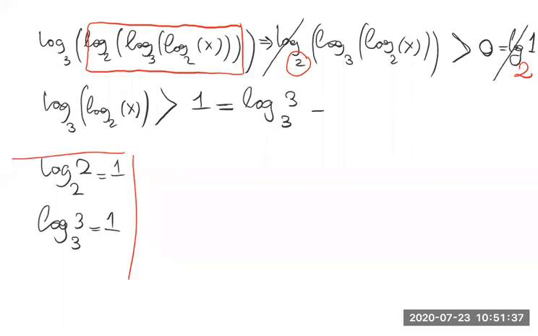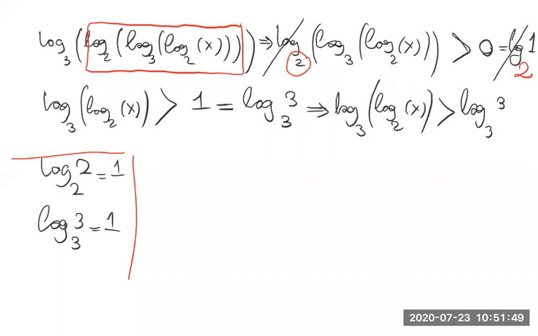Okay, if I do that, it means the left side, which is log in base 3 of log in base 2 of x, is greater than log of 3 in base 3. And then I can cancel log in base 3 with log in base 3. What I would get is log of x in base 2 is greater than 3.